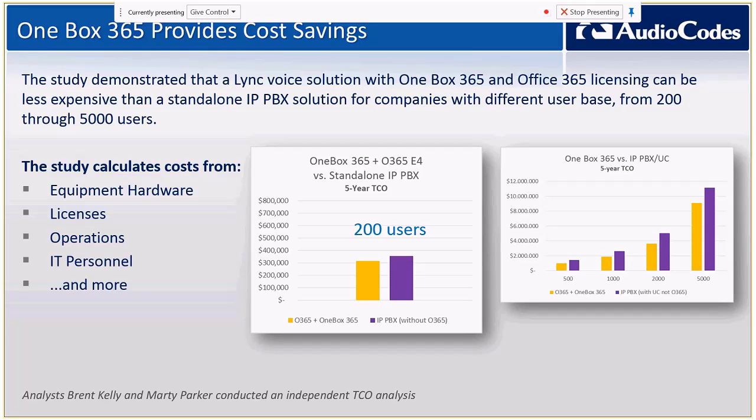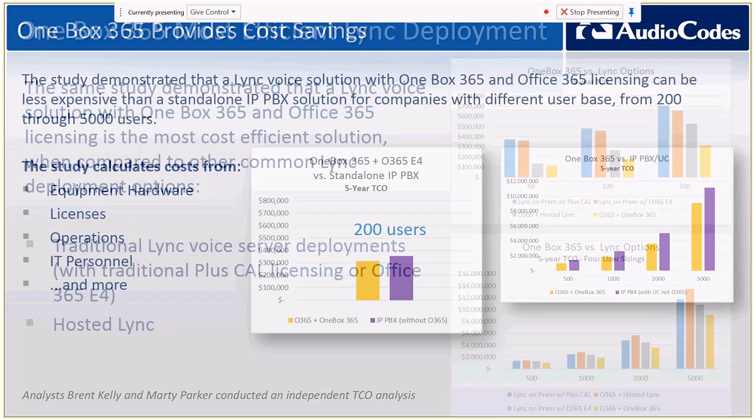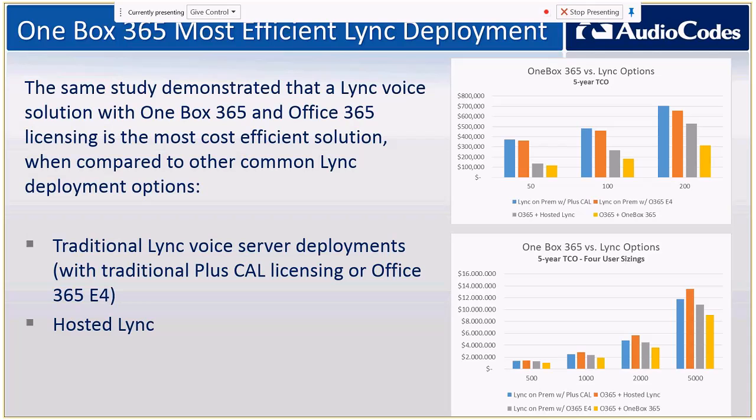The slide to the right shows IPPBXs with unified communications, and you can see it's considerably lower there as well, even more so. So these are all third-party analysts and TCO. I can provide anybody on this call with the studies. But the next one's a little bit more compelling, which is, OneBox 365 is the most efficient Lync deployment.